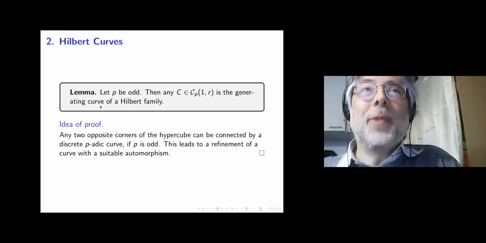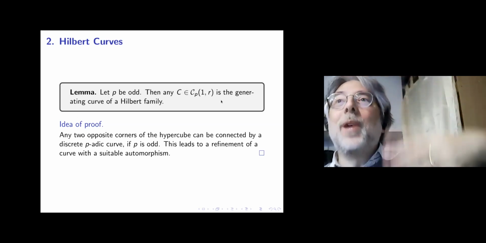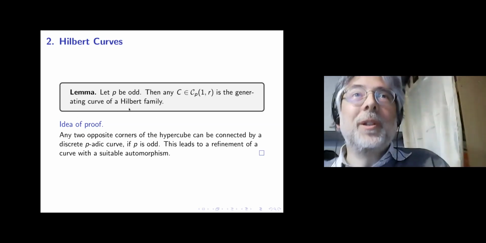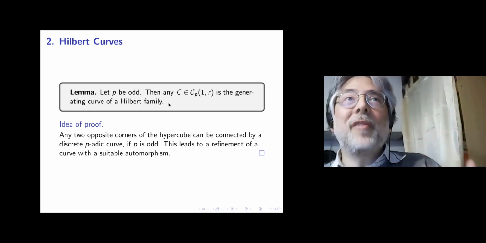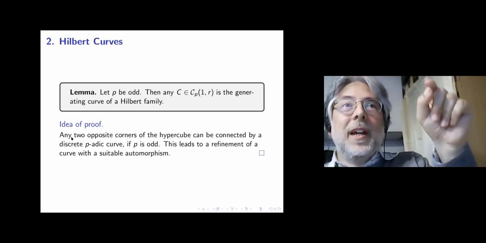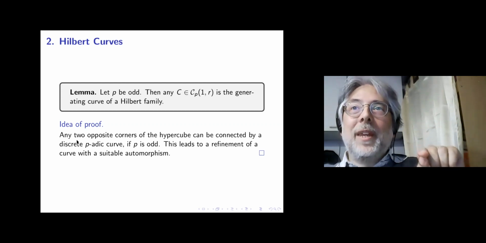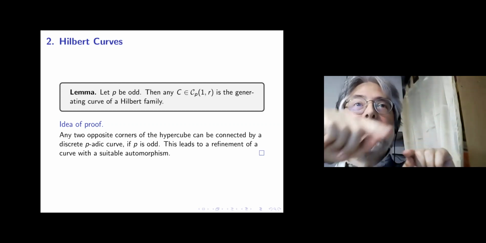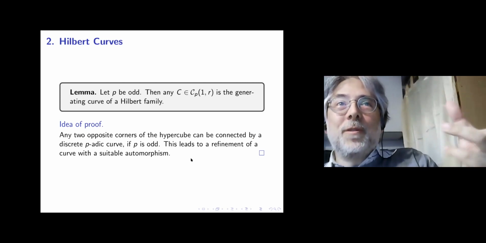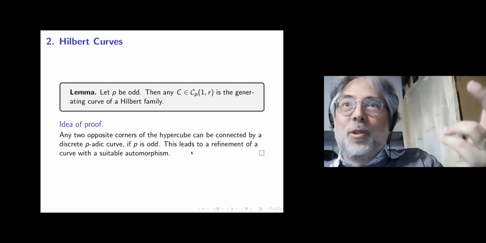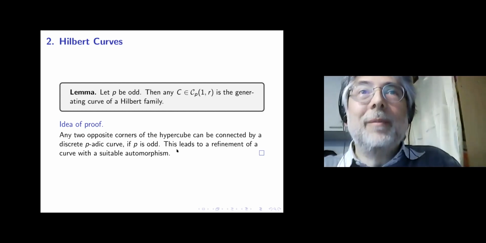And the answer is, well, if P is odd, then any first level curve can actually generate a genuine Hilbert curve. It is the generating curve of a Hilbert family. The idea is because you have two opposite corners of the hypercube, and they can be connected by a discrete p-Adic curve if P is odd. And this allows you to construct these automorphisms such that you can make a Hilbert family.